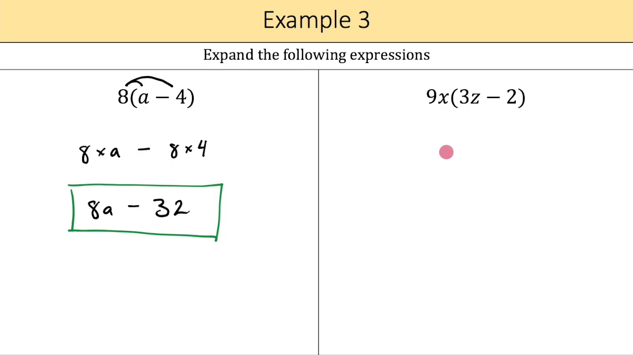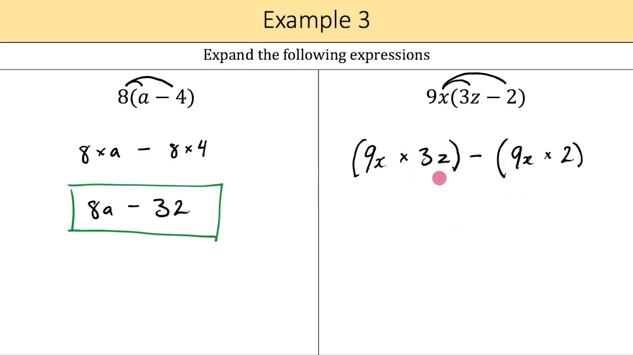Then next I have 9x times (3z minus 2). Again, I'm going to distribute out this first term. So I'm going to get 9x times 3z. Then I'm going to minus 9x times 2. So 9x times 3z, that is going to be 9 times 3 is 27. Then I'm going to have an x and a z.